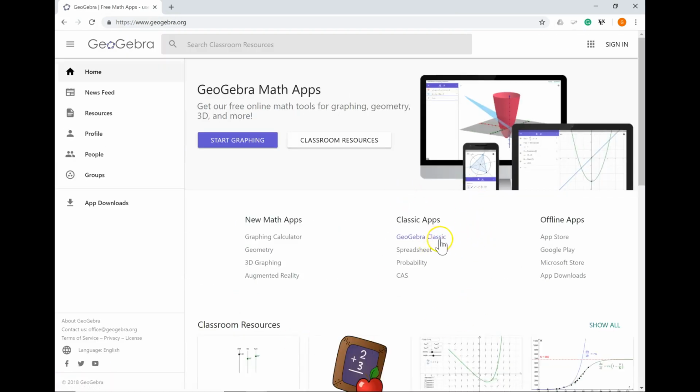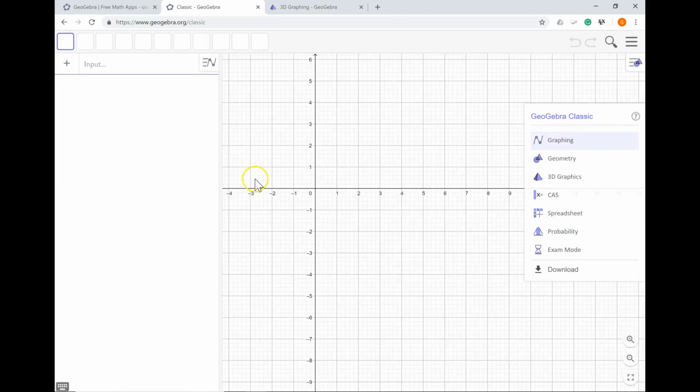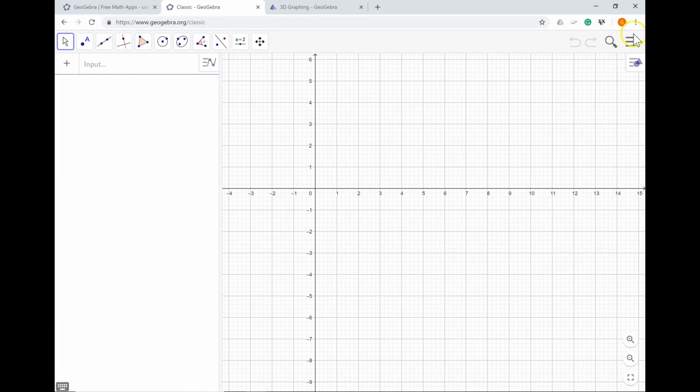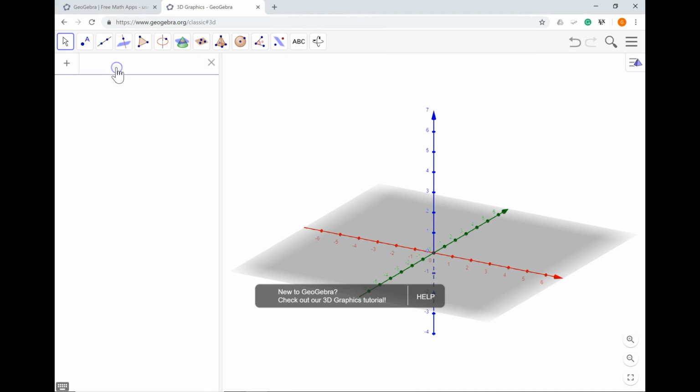Notice when we go here, we've got classic, computer algebra system, 3D graphing. 3D graphing is what we want. If you were already using GeoGebra to do something else, like I tend to use GeoGebra Classic, and you don't want to go back to this GeoGebra home page, you can click on it from here, but once you start playing around, that disappears. So you go to the menu, go to perspectives, and then you can do 3D graphics from here. Okay, now I have two of them open. I'll close that one out.